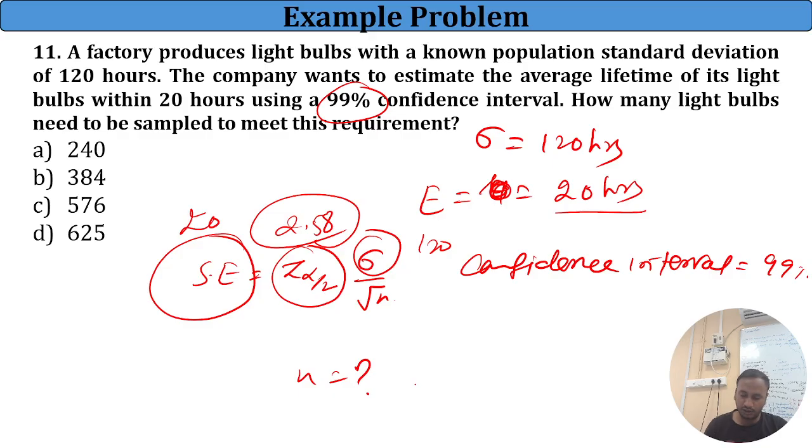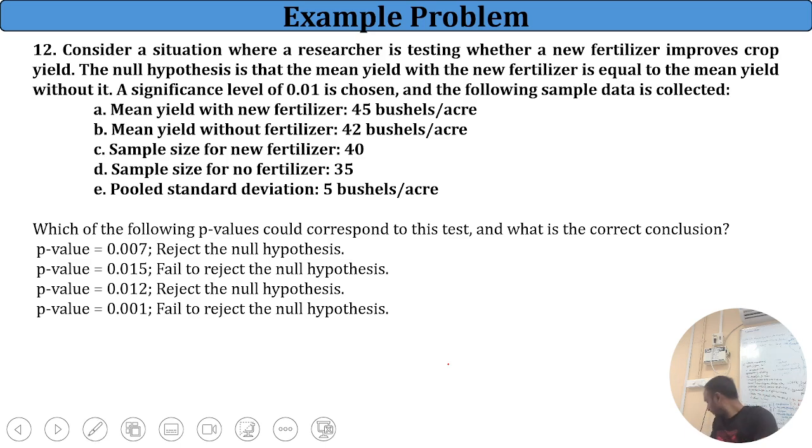We have three more questions only, not more than that. 2.576. It will come to 14, no? Yes, sir. Answer is 2. Okay. So can we go to the next question? This is the next question.